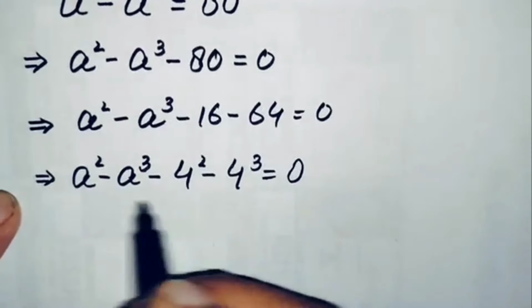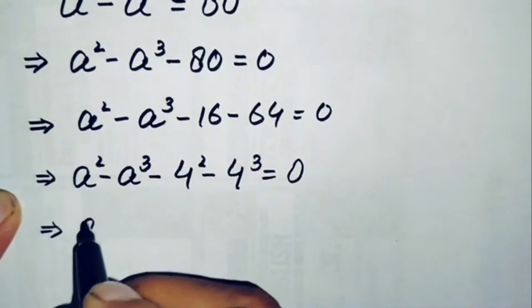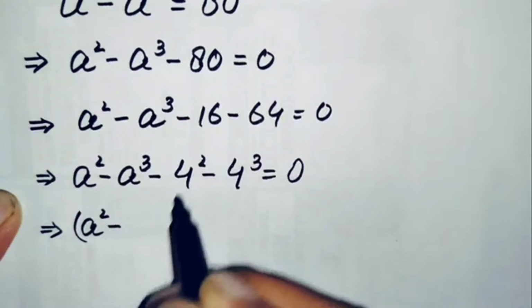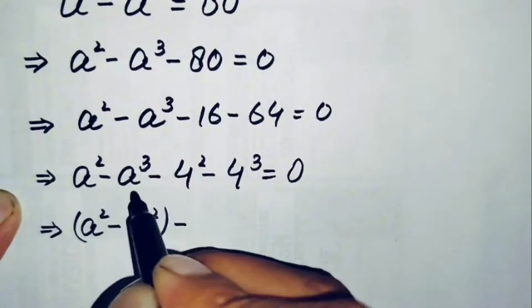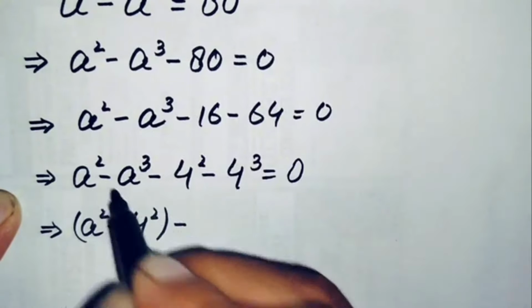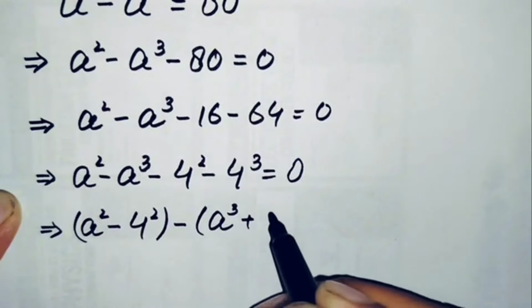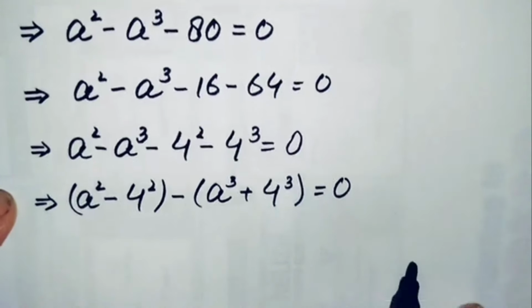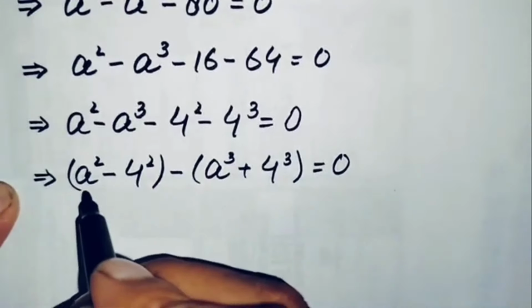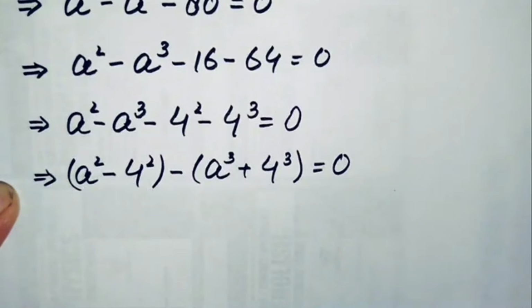Here we will combine the squared terms and the cubic terms with each other. Let us combine these two terms: this will become a^2 - 4^2. Let's combine these two terms: from these two terms we will take the negative sign common. So this will become -(a^3 + 4^3) = 0. Now these are two famous algebraic identities, a^2 - b^2 and a^3 + b^3. So in this one step we will use these two identities.